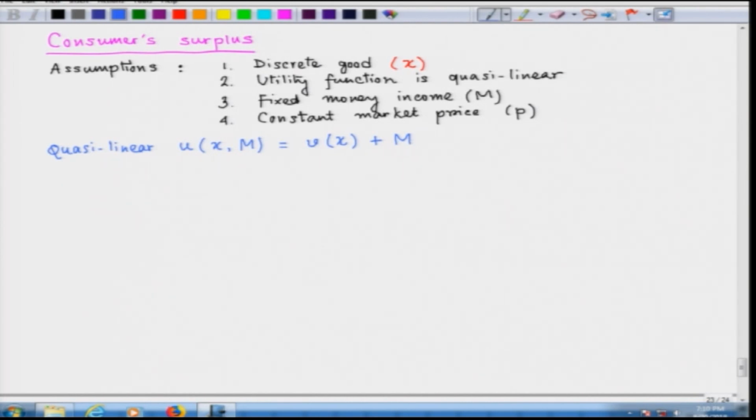Now, we are going to introduce this concept of reservation price.